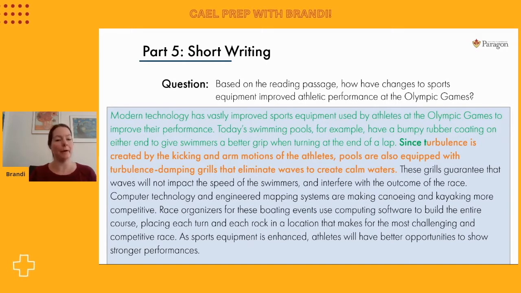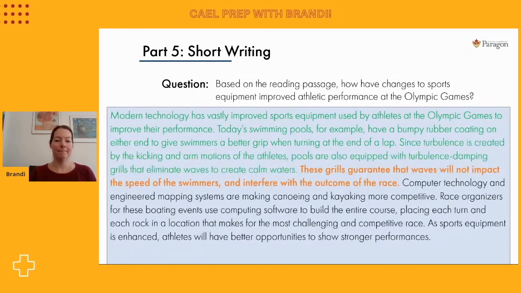So that second part that starts with the word pools, this is the independent clause. This is the main part of the sentence. So by connecting these two types of clauses together correctly, we have created a complex sentence. Anyway, I'll read the whole thing out again as it's meant to be read. Since turbulence is created by the kicking and arm motions of the athletes, pools are also equipped with turbulence damping grills that eliminate waves to create calm waters.